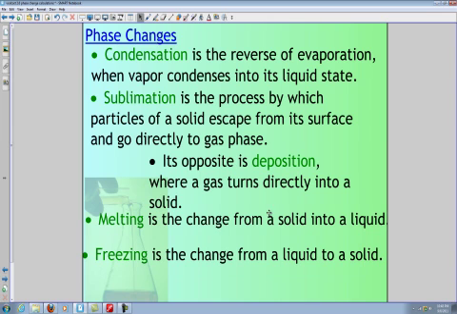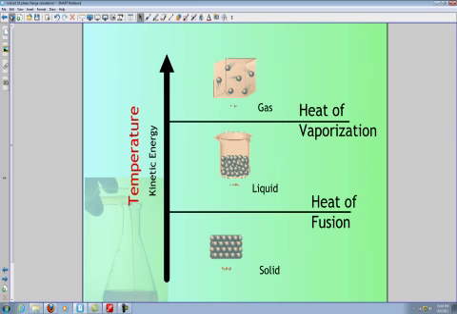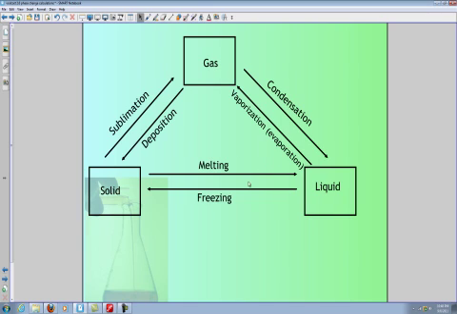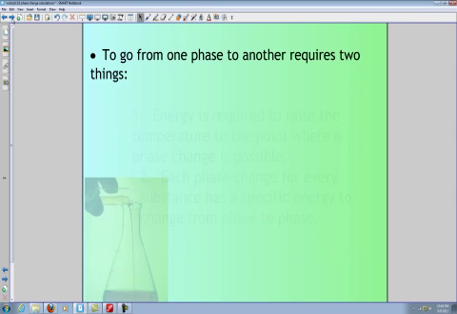It's important to see that all of these things exist in pairs. If we go back to that second slide that we had, you'll see that melting and freezing are paired together: melting, solid to a liquid; freezing, liquid to a solid. Condensation and vaporization are related together. Sublimation and deposition are paired together. So each of those things is going to be paired together.